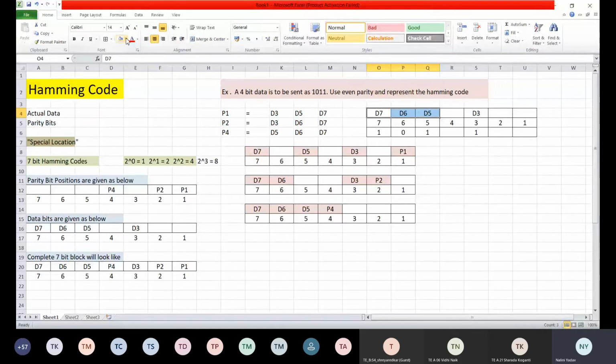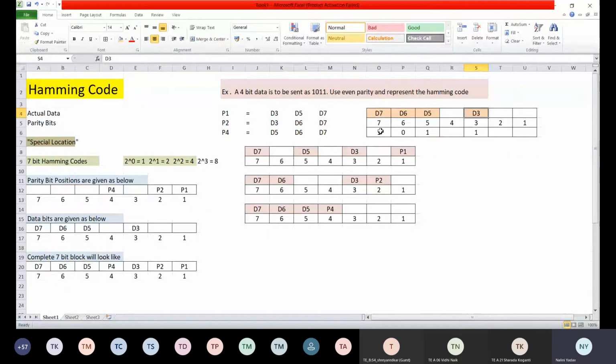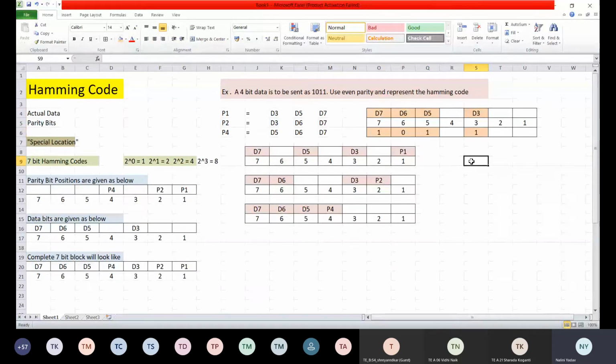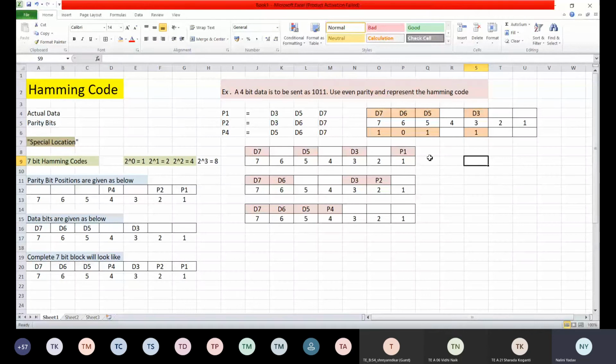So let me give one color to these data bits. I hope this is not flickering to you at all, because at my end I can find some network problem and there is flicker in the video for me. Fine. So these are my data bits. Correct. I have represented the data bits.